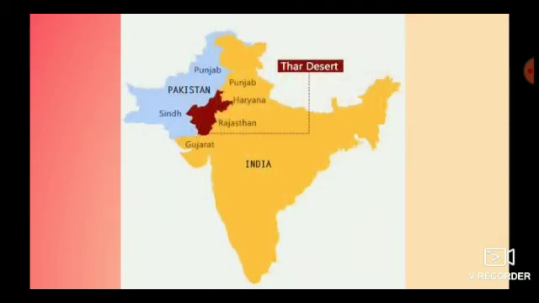So where is the great Indian desert? It lies in the northwestern part of India. The great Indian desert is a sandy region and it lies in the northwestern part of India. Which state does it cover? It covers the state called Rajasthan. It covers the entire part of Rajasthan.